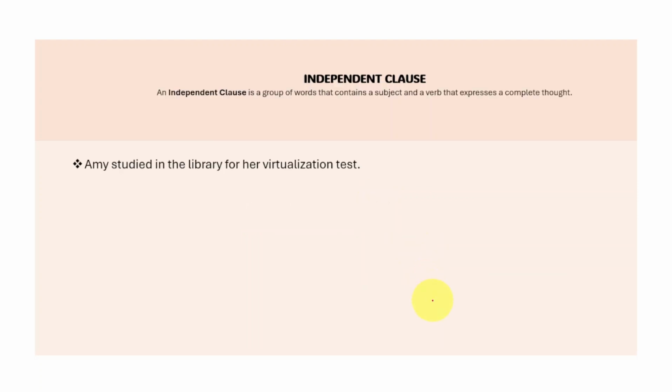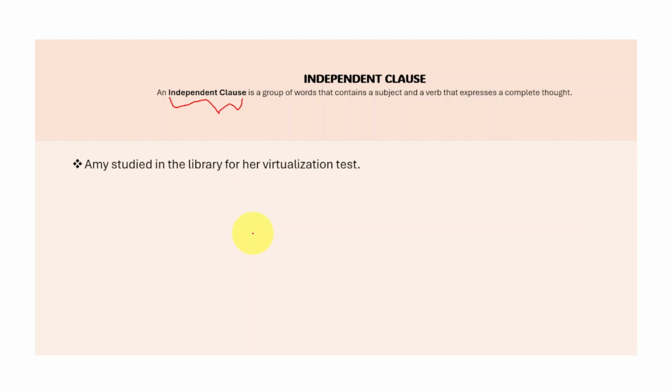Okay. We come here. Amy studies in the library for her virtualization test. Now, in this case, we're dealing with the independent clauses. When I say independent, it's a simple sentence. It means that it has a subject, a verb, and a complement. So, Amy studies in the library for her virtualization test.